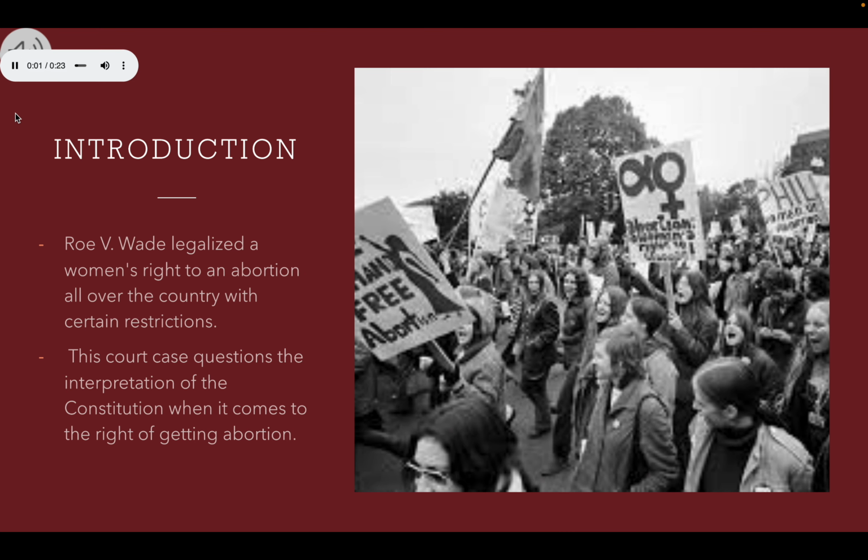Start off with an introduction for this case. Roe v. Wade was a significant Supreme Court decision that legalized a woman's right to an abortion all across the country. It was given certain restrictions depending on the trimester of the pregnancy. This is also relevant and important in today's society because it questions the interpretation of the Constitution when it comes to the right of getting an abortion.